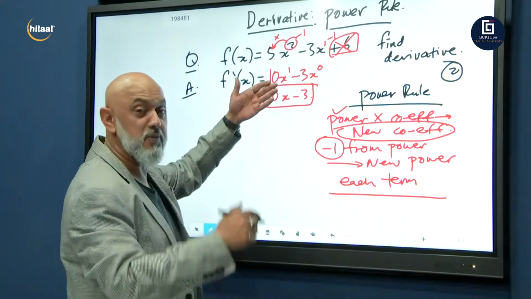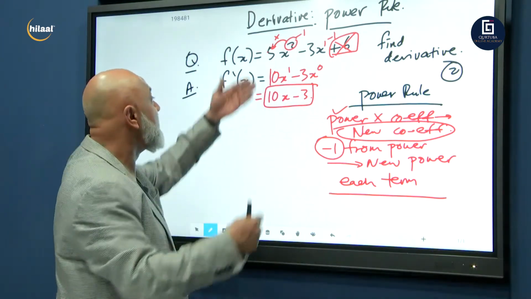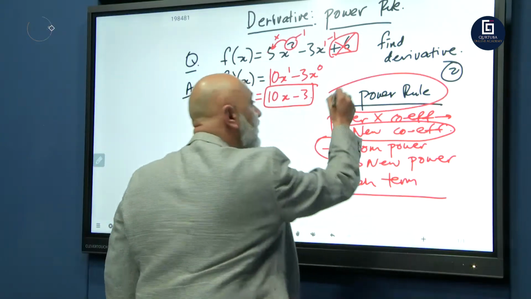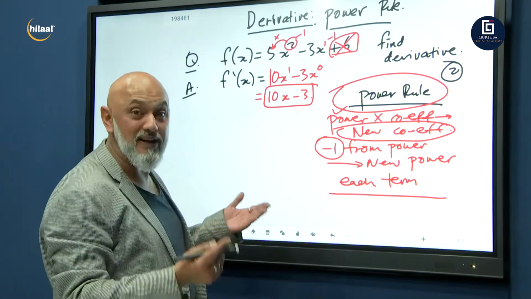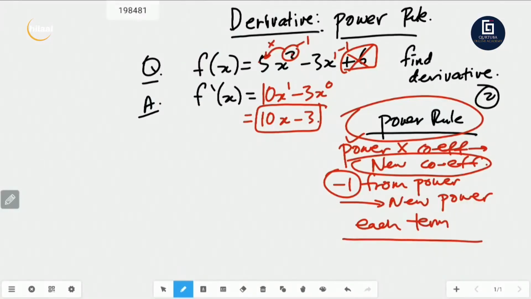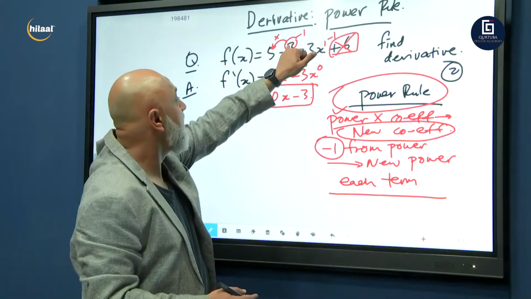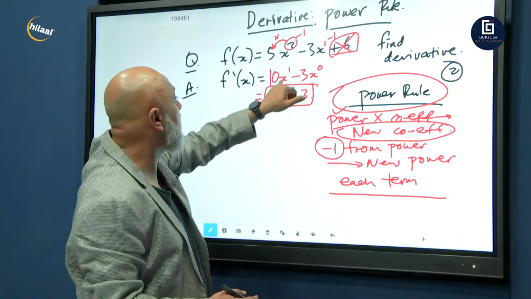This is not first principles. First principles is using the formula. When you're just finding the derivative, you just use what we call the power rule. Let's go through the power rule again. What is the power rule? We take the power times the coefficient to get your new coefficient, and then minus 1 from the power to get your new power.